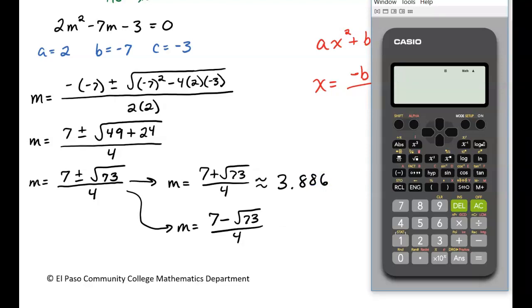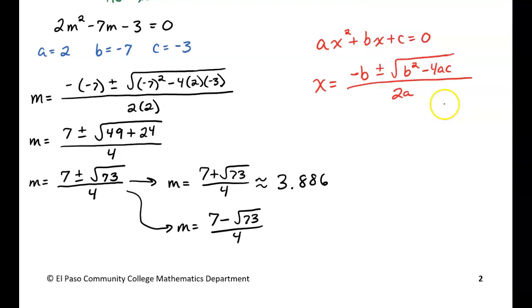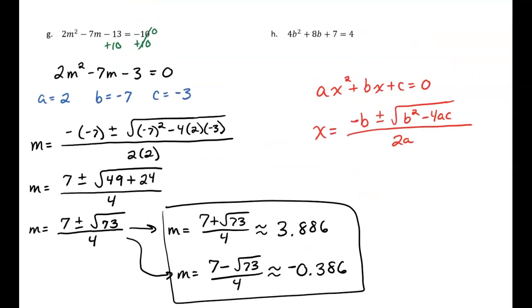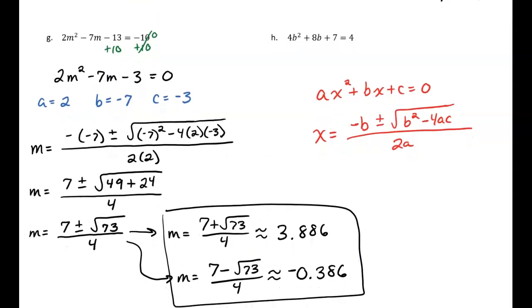We'll do the same thing for the subtraction. 7 minus the square root of 73. There's my new numerator. Divide that by 4. Get a decimal there. We have negative 0.386. So approximately negative 0.386. And there we have it, our solutions to our original quadratic equation that we started with.